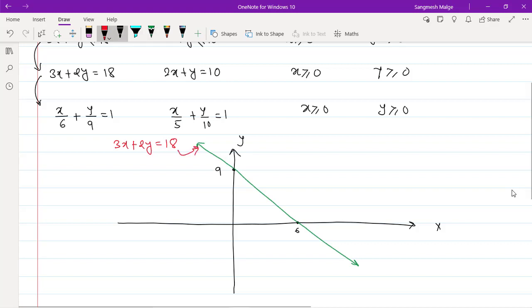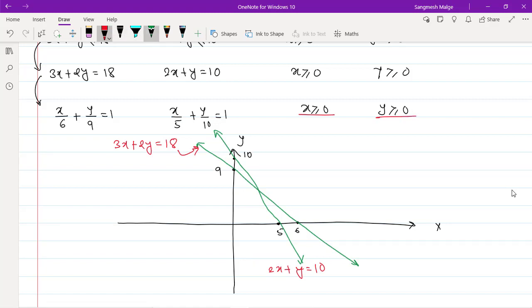Get the second point, 5 and 10. So 5 you will have somewhere here, and 10 here you will have somewhere here. Join these two points. So this will be somewhat like this. So this is how the line is. Write the equation, which is nothing but 2x plus y equals to 10. And the second two inequations are simple. They are the positive x-axis and the positive y-axis.